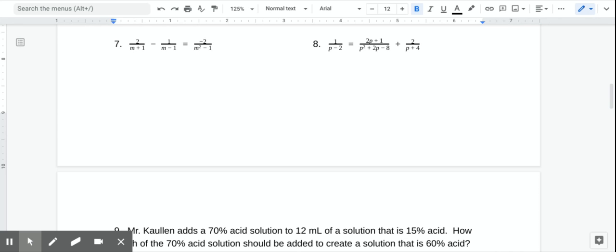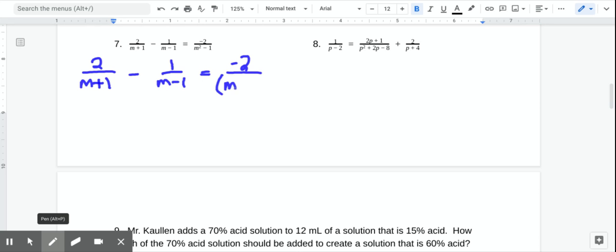All right, we're going to check out number 7 next. So remember, the first thing that we want to do is factor if we can. Now that doesn't factor. That doesn't factor. But this one does. M squared minus 1, that's a difference of squares. So that's going to factor into m plus 1, m minus 1.